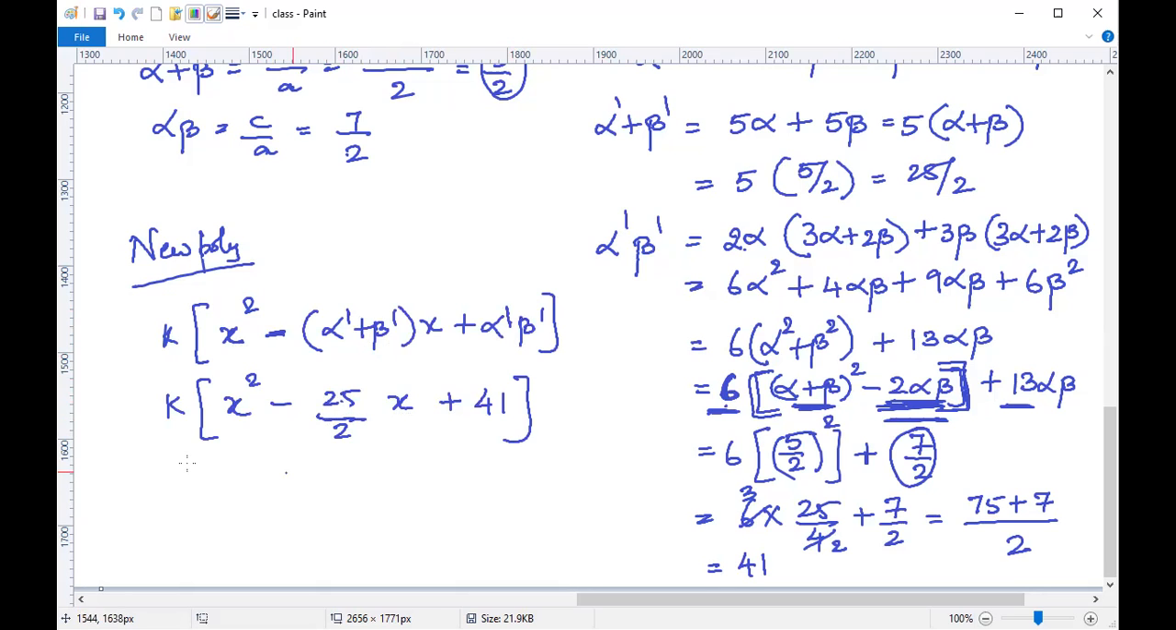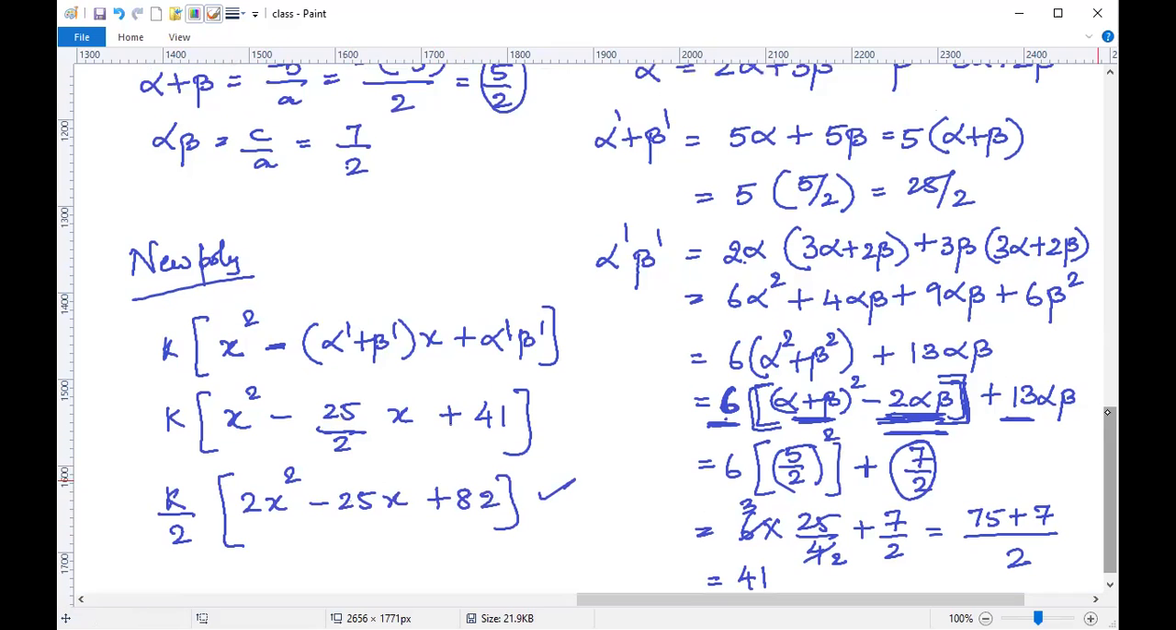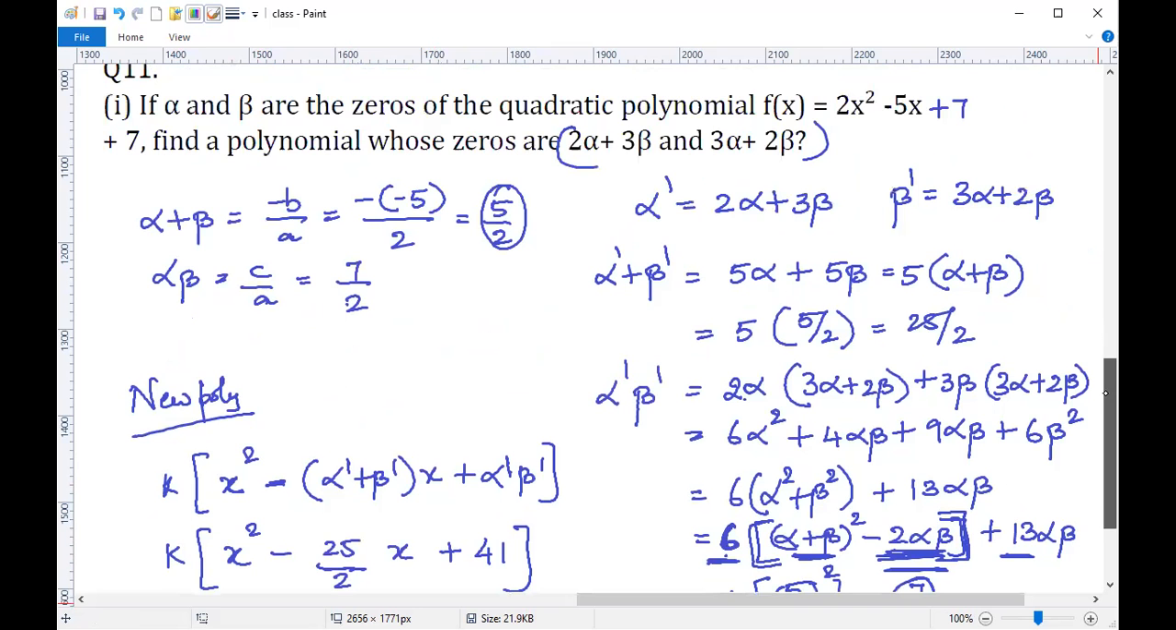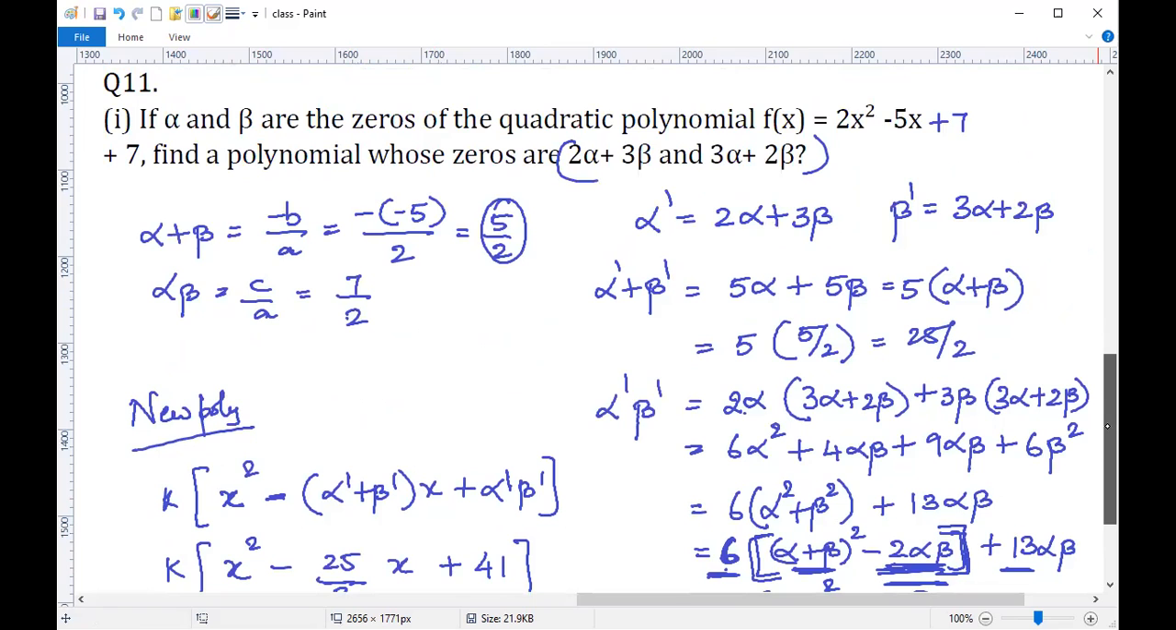இது LCM எடுத்தும் போடலாம். LCM எடுத்தீங்கன்னா இந்த 2k, k கூட இந்த 2 வெளியே எடுத்துட்டீங்கன்னா you will get it as what? 2x square, sorry, k by 2. When you take LCM and LCM க்கு கீழ வர 2 வெளியே எடுத்துட்டோம்னா மேல நியூமரேட்டர்ல என்ன கிடைக்கும்? 2x squared minus 25x plus 82 you will get. Okay? So this is the new polynomial you can write. Denominator 2 வச்சு எழுதினாலும் okay, let this method proceed பண்ணாலும் okay. So this question, 11th question, it is totally a 5-mark question. Okay.